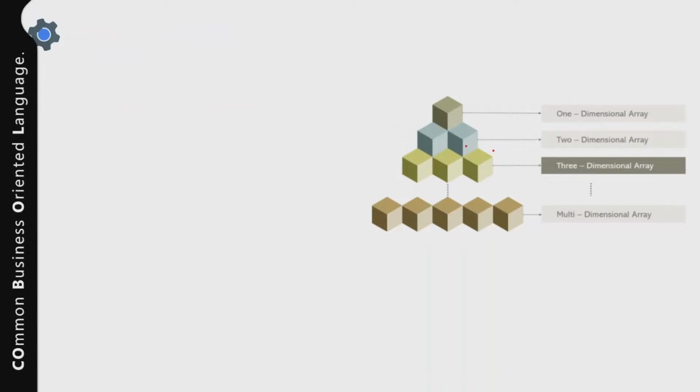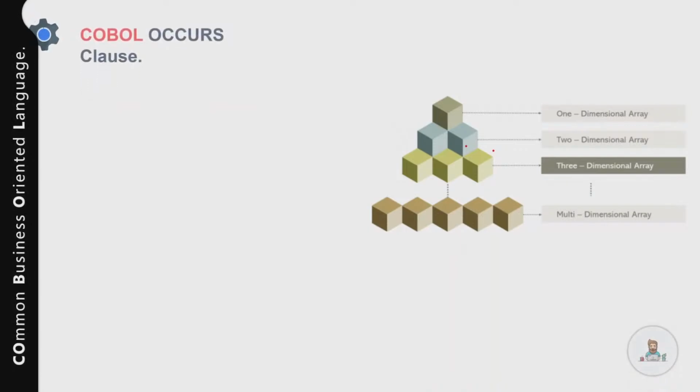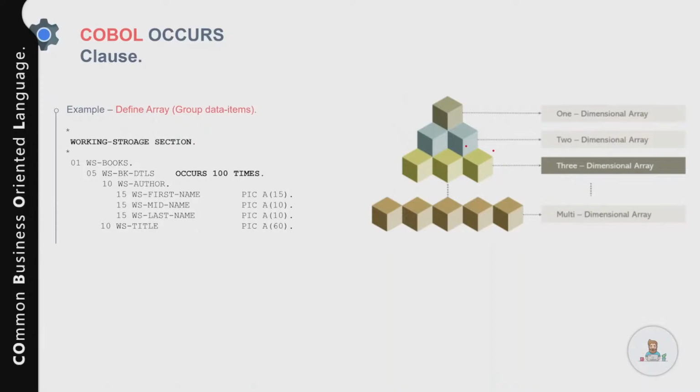Now let's talk about our last example where we'll try to understand how you can use group data items within a table definition. In this case, we have a working storage section. There we have a table name that is ws-book, which is defined at level 1. And at level 5, we have defined another variable called ws-book-detail, and it occurs 100 times. This particular record will store the data of an author and a title. An author is a group data item that will include first name, middle name, and the last name. So this is how you can define group items in a table as per the business requirement or as per your program logic.